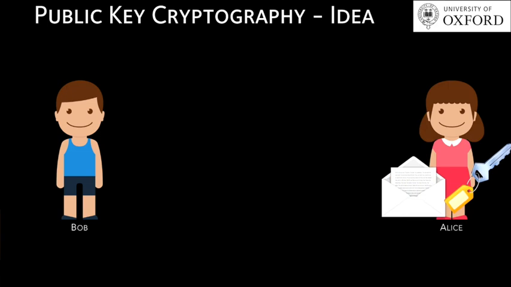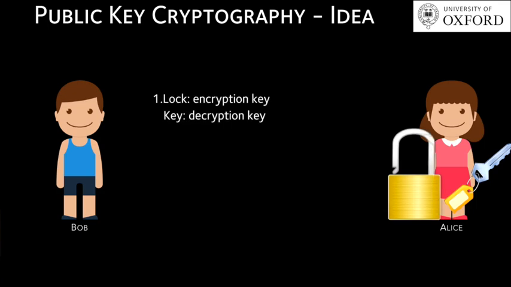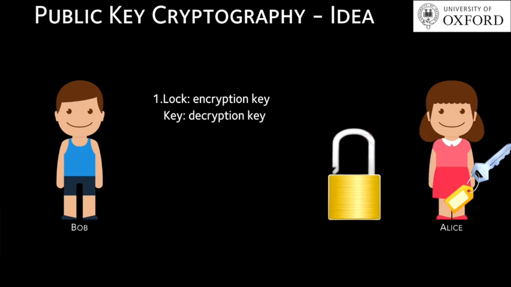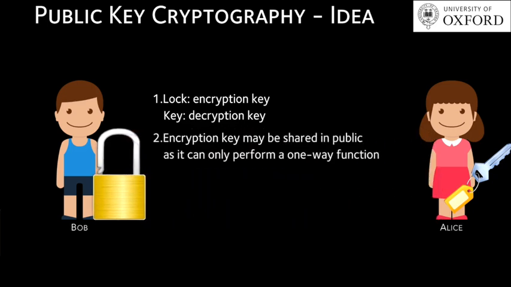Does that make sense? So there was no key exchange. And so to do this again, the lock is the encryption key. The key is the decryption key. And the encryption key can be shared in public because it can only do a one-way function. It can only encrypt.